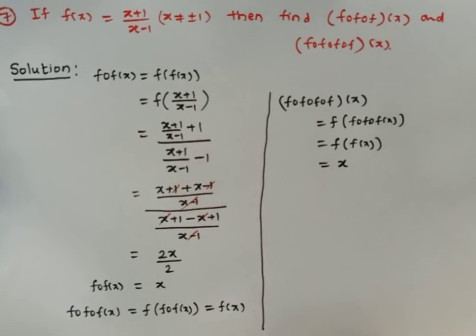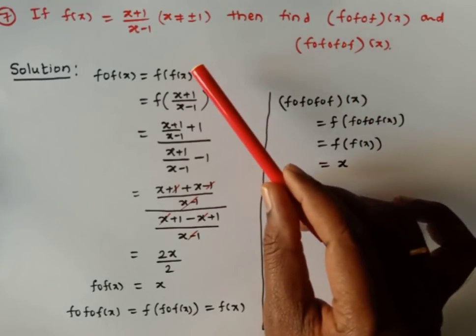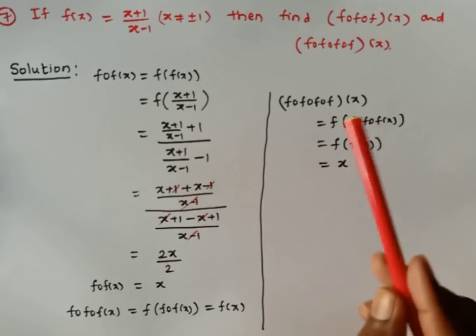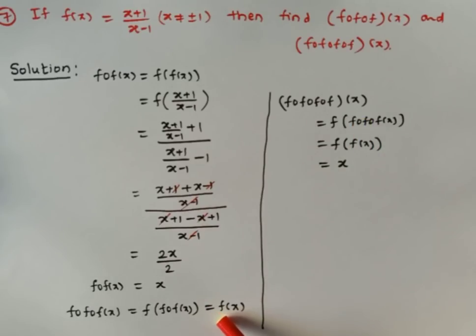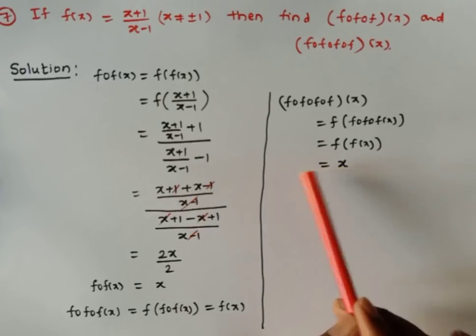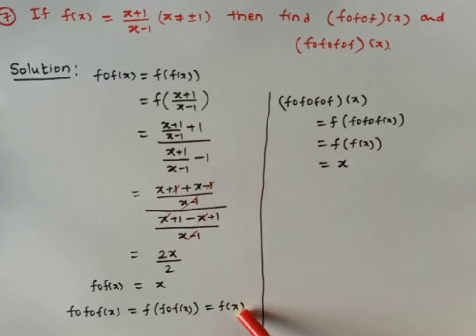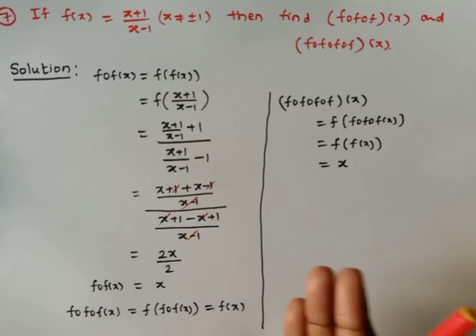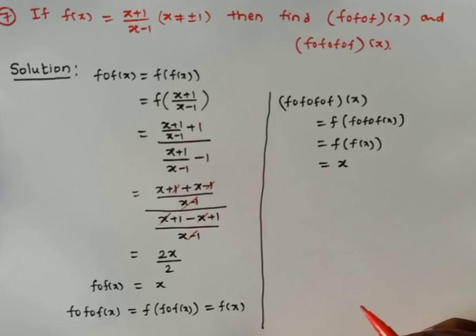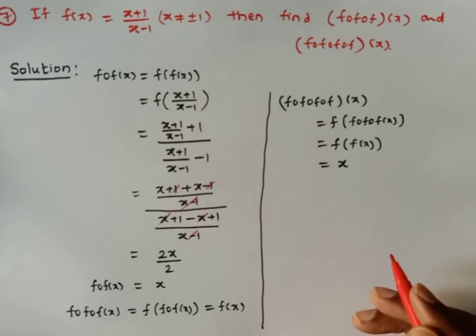Now here you can observe one thing: if we apply the composition of f an even number of times, the output is x, and an odd number of times, that is f of x. See, when we apply 2 times we get x, when we apply 3 times f of x comes, and again when we apply 4 times we get x. If you apply 5 times, you may get this f of x, means x plus 1 by x minus 1. So if we apply an even number of times, x comes; if we apply an odd number of times, f of x comes. So maybe in the competition the question may be like this.